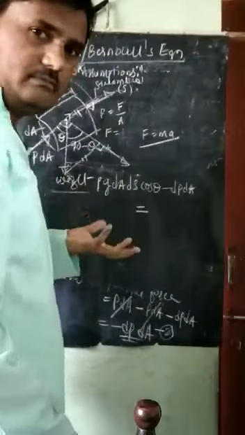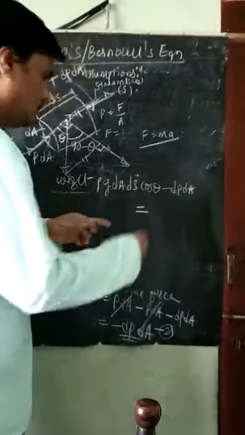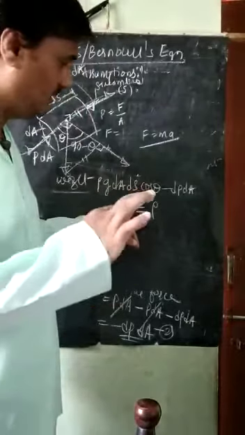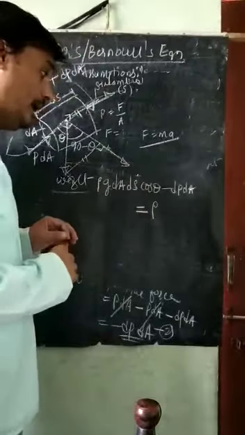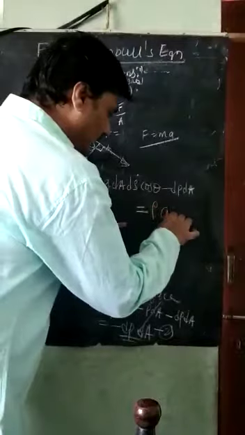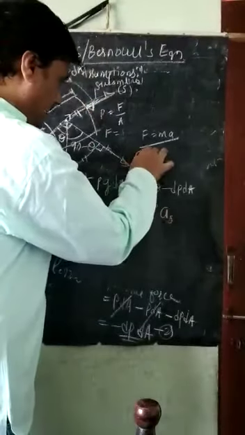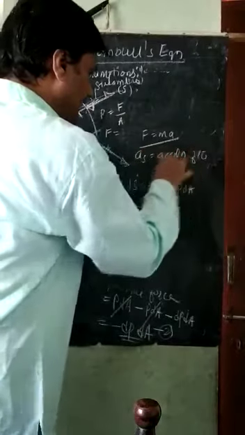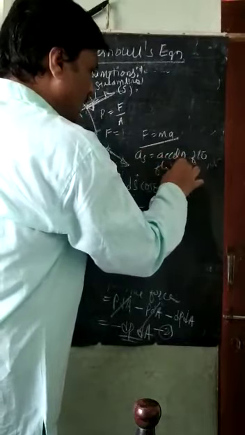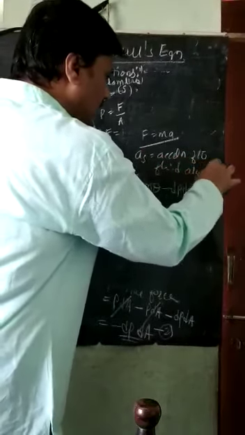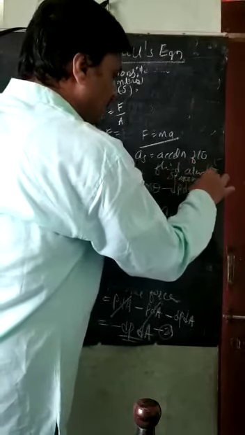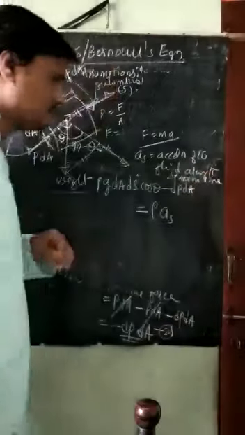So we can write this as rho, density of the fluid, into AS. What is this AS here? AS is the acceleration of the fluid along the streamline.